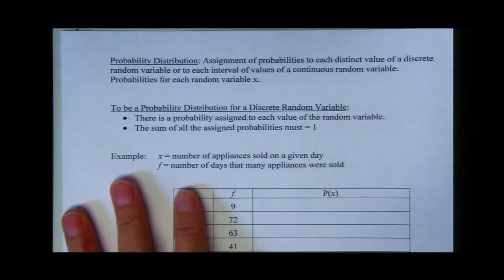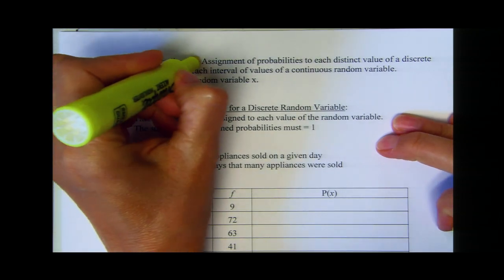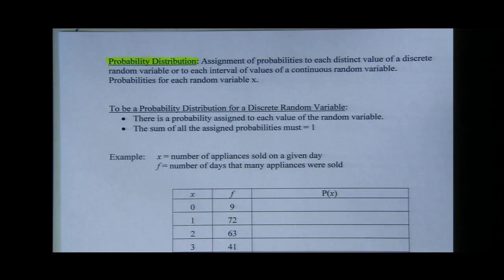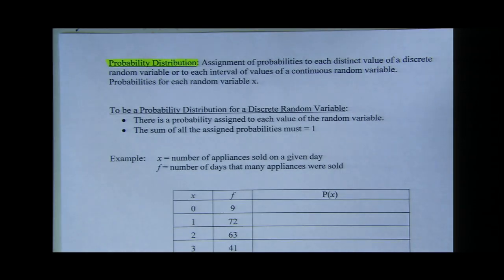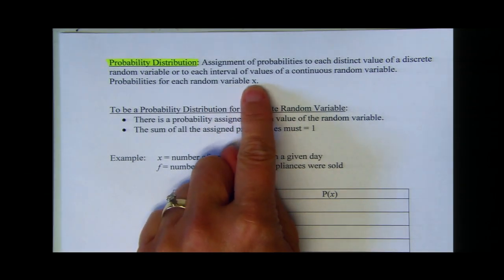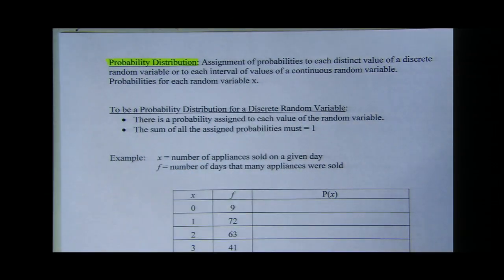Then we get into probability distribution. This is an assignment of probabilities, and please recall that probabilities have to be a number between 0 and 1 to each distinct value of a discrete random variable or to each interval of values of a continuous random variable. Probabilities for each random variable x. So basically what that is saying is for every random variable x, you're going to find its probability. That's what that's basically saying.